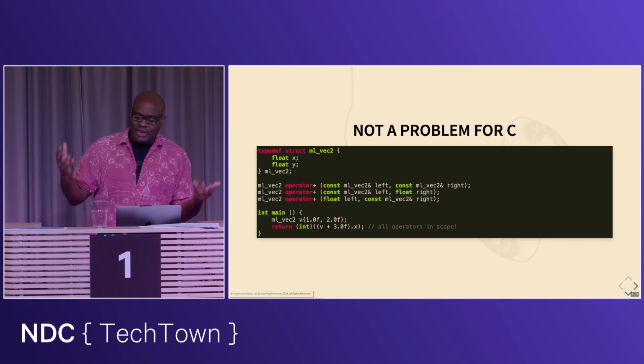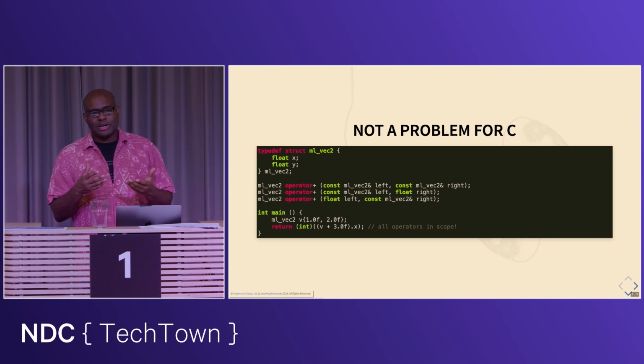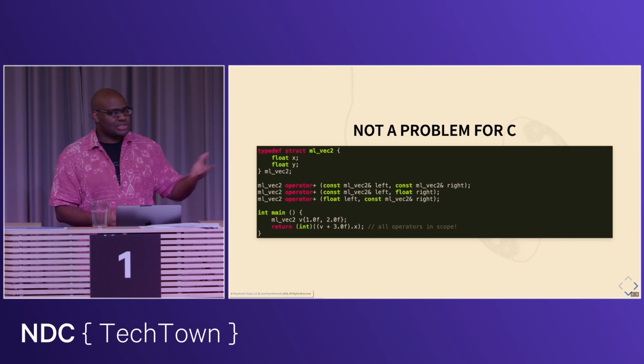OK, so we've got that part down. We managed to make name lookup a trivial non-issue. This is just how every other function works: you find the function that you're calling, and then you call it.